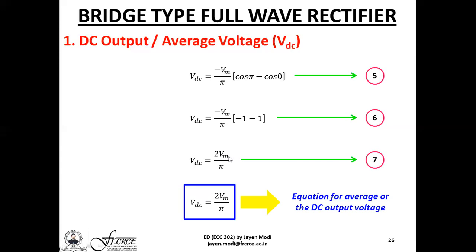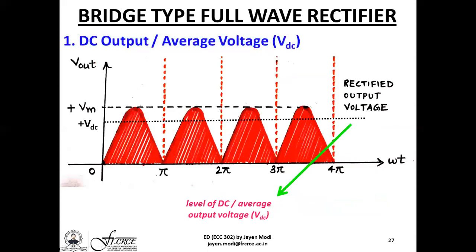This is exactly the same as the center tapped full wave rectifier analysis. That gives you VDC. So the graph of VDC can be plotted as shown. This is the graph of VDC. This component is nothing but the average or the DC value of the output voltage. That is the DC component present.